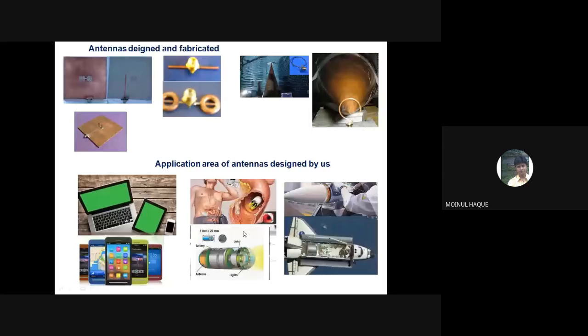You see that nowadays we use the endoscopic capsule.